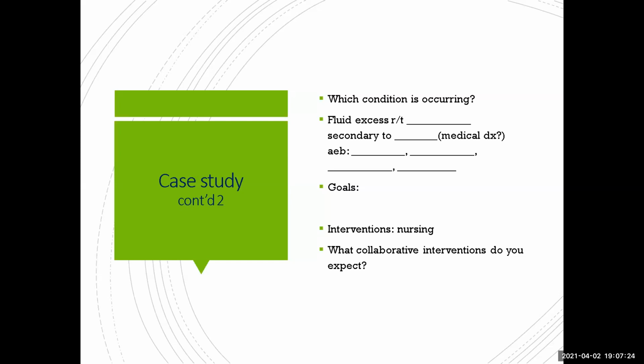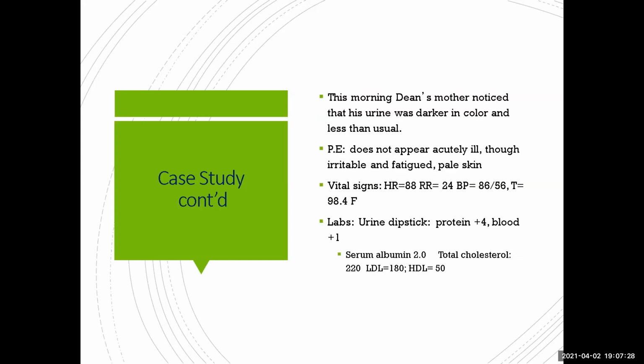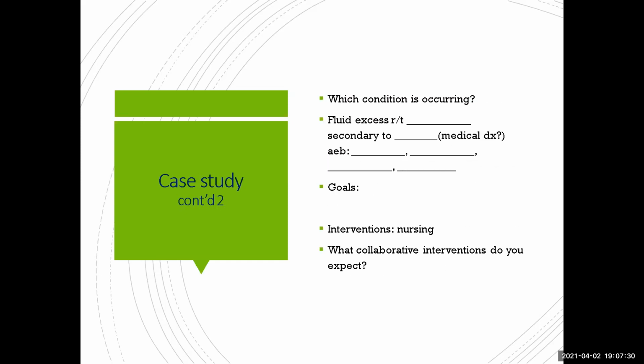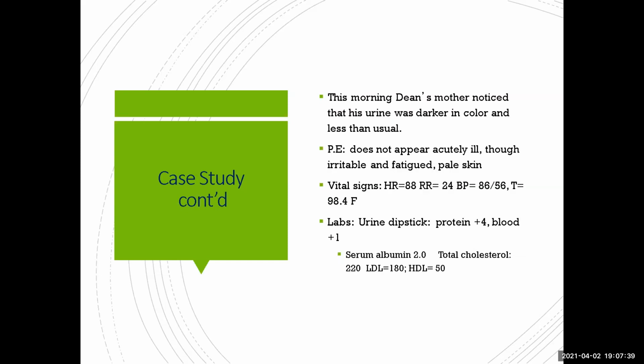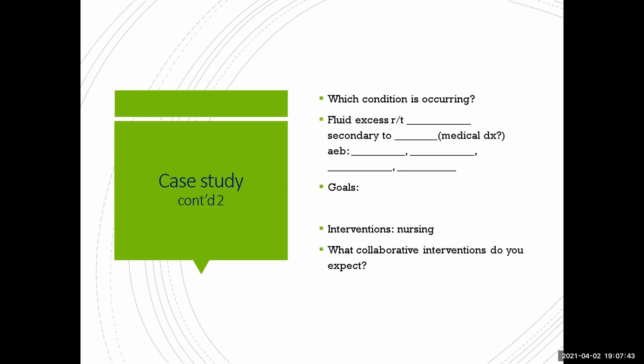Nephrotic syndrome. Okay. What condition is it? Is it nephrotic syndrome? Because he's got the increased cholesterol and the decreased albumin. Yes, good catch. Which is one of the differences between that and glomerular nephritis. Good. Does everyone see that?